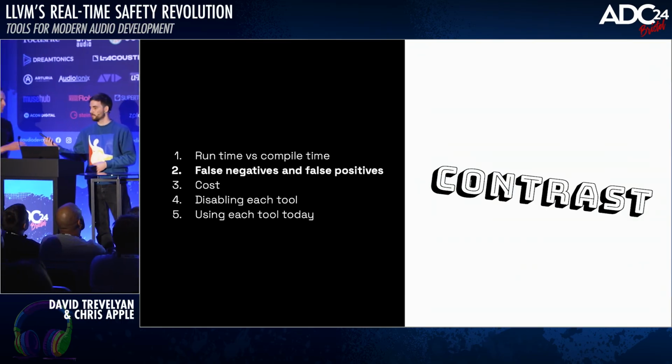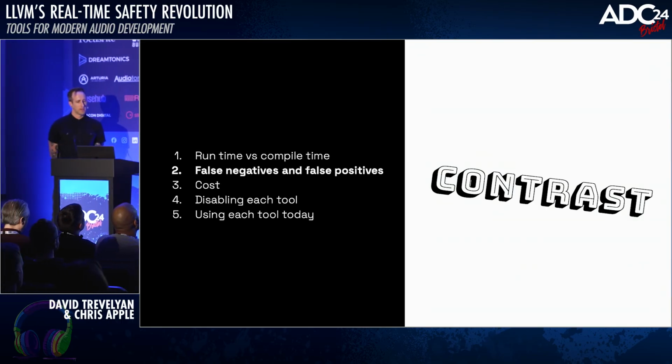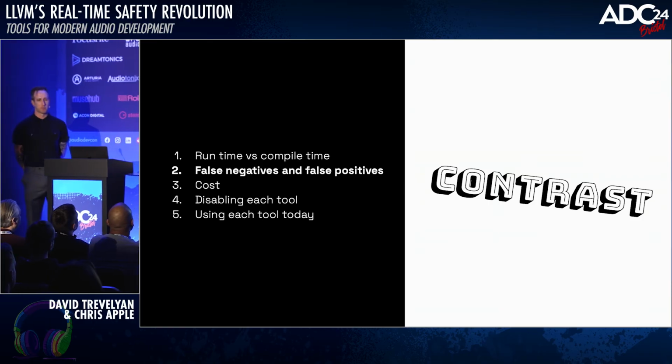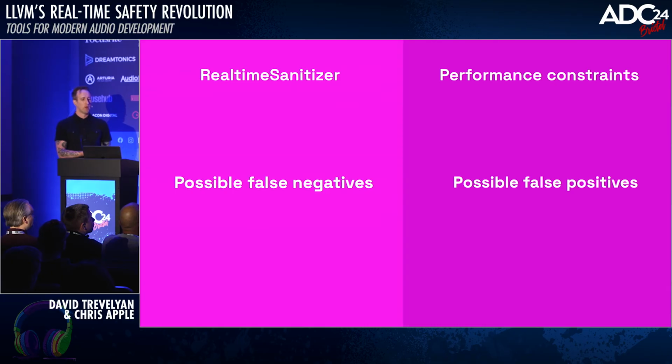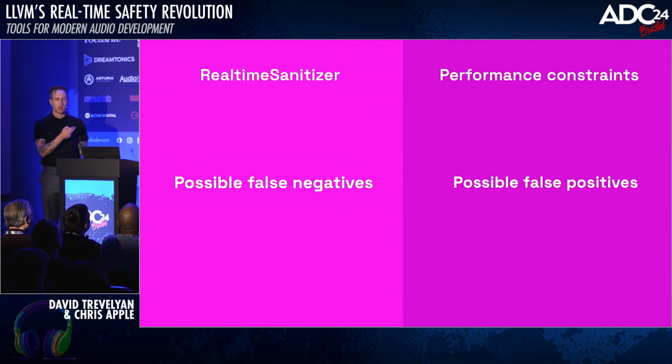Okay, let's move on to the next one. All right, great. False negatives and false positives. Where do these tools kind of fall over in some cases? So we've seen some possible false negatives, that is, missing something that might actually be in your code. This is RealtimeSanitizer in the rare condition allocation, or maybe you've stumbled on some interceptor that we haven't implemented yet. Now let's talk about performance constraints. Performance constraints takes the kind of pessimist view, the guilty until proven innocent approach.